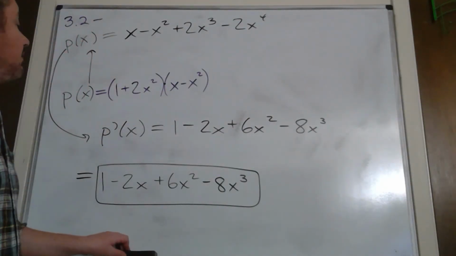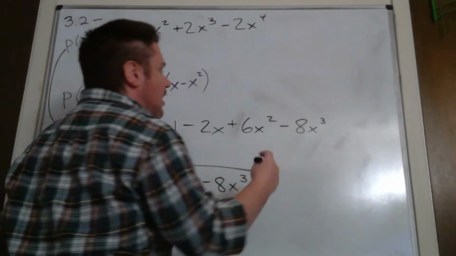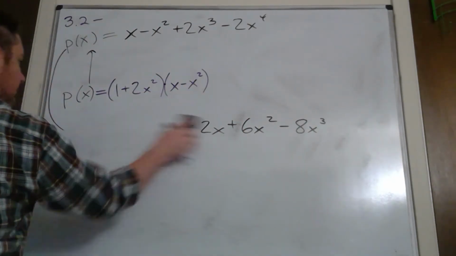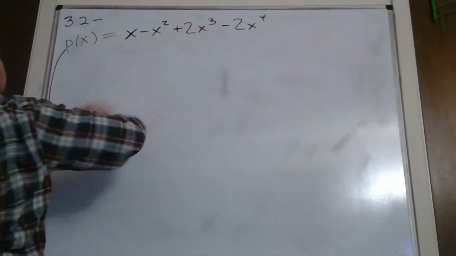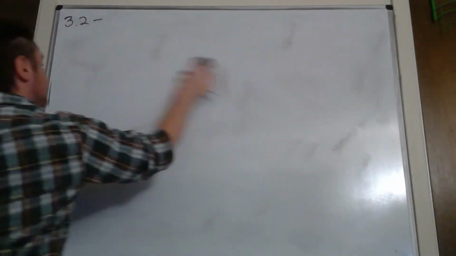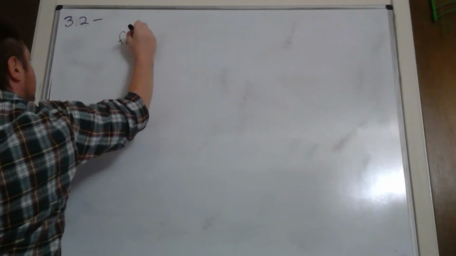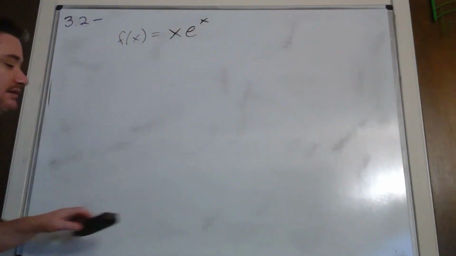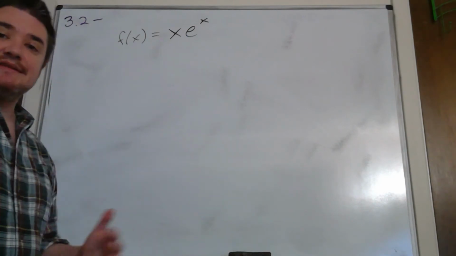So there you go. Okay. But what if you do have to? So for instance, this is a good one to do in person. Let's say I've got this function, x e to the x, right? How am I going to take the derivative of that?